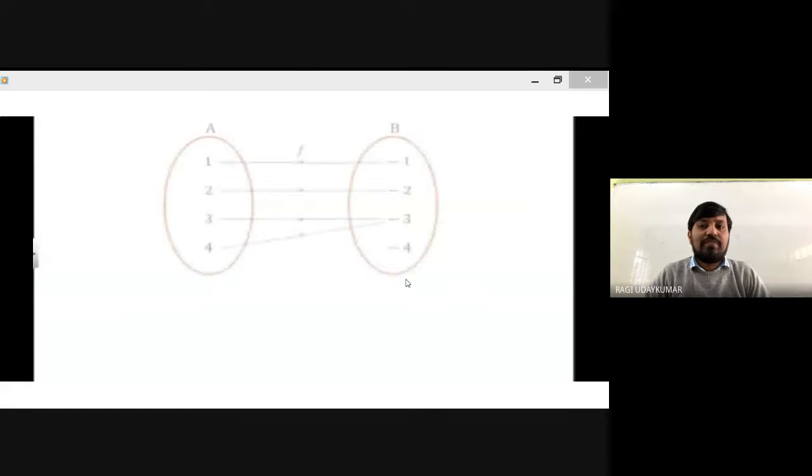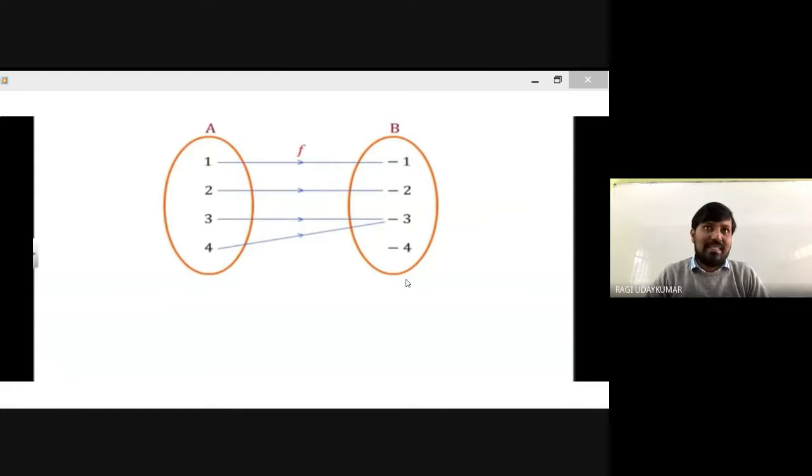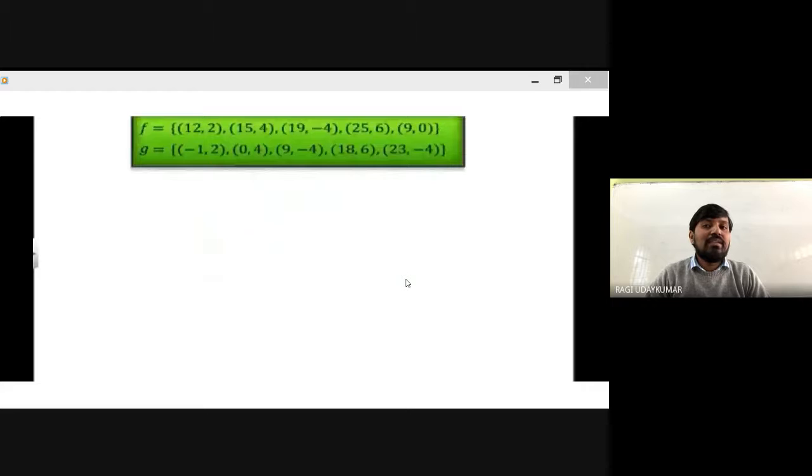So is this a one-one function? No, because 3 and 4 are having the same image, that is minus 3. So that's why this function is not a one-one function. It is not one-one because 3 and 4 have the same image, minus 3. Then in this case it is called a many-to-one function. Many elements are mapped to a single element.